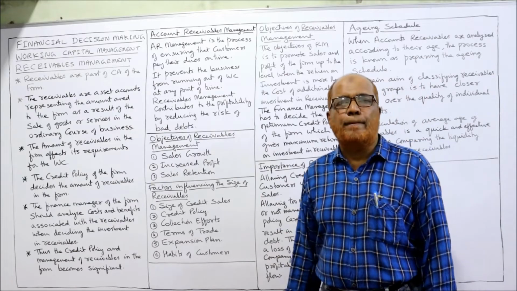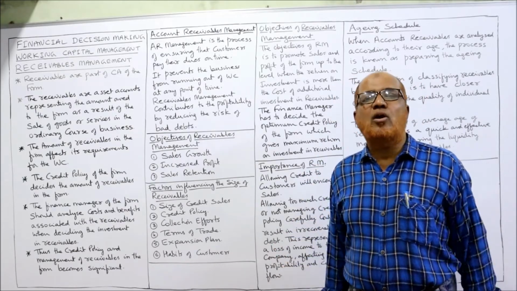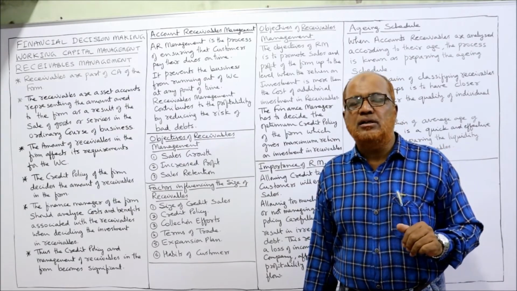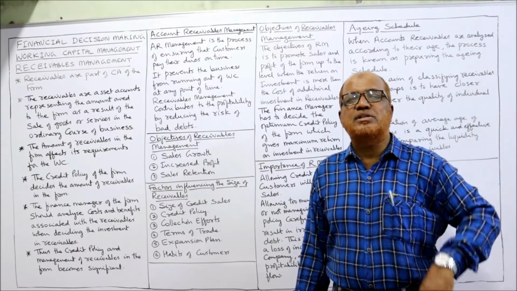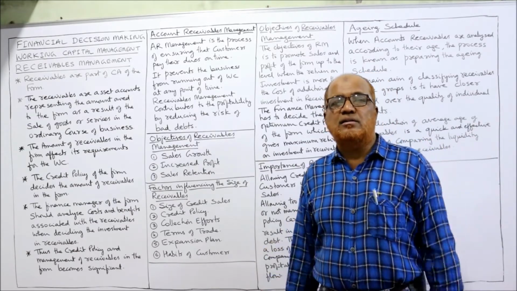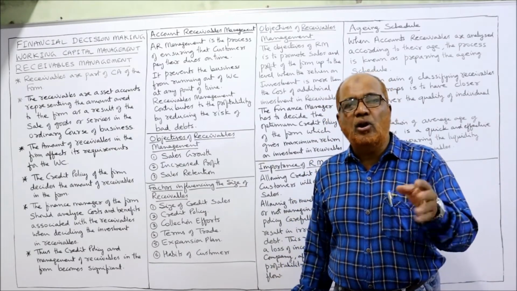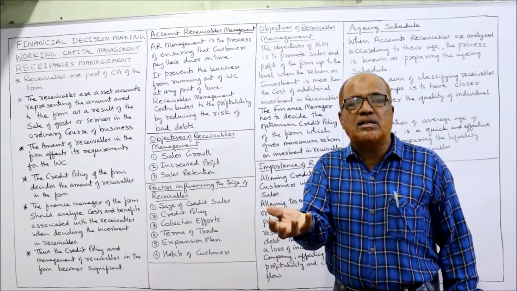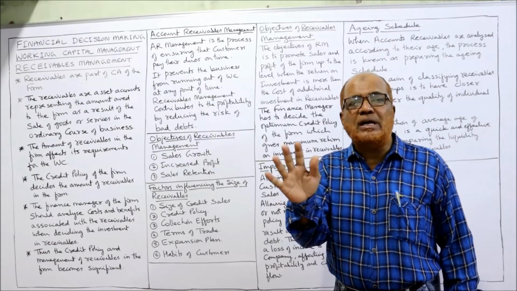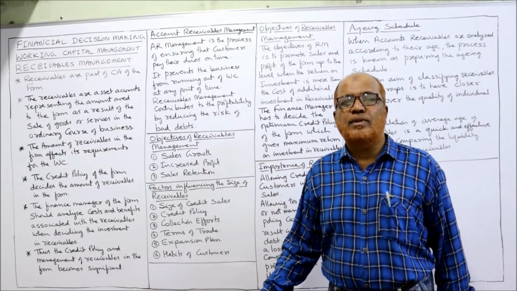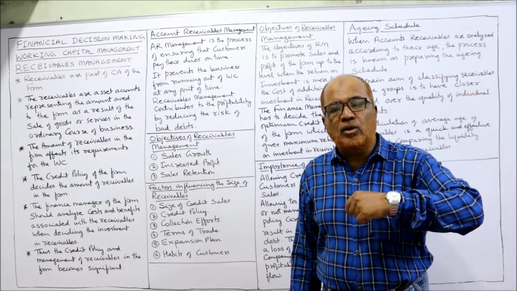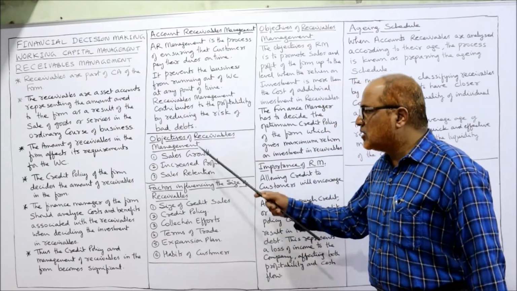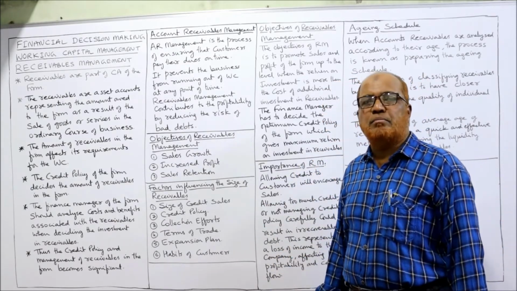Thirdly, sales retention. That means today's market is a very competitive market. If our business does not sell the goods on credit, the customers will go to competitors' business. They are offering credit. In that case, our sales will be lost. Our customers will be lost. So we have to retain the sales. We have to retain the customers. How to retain the customers? Don't allow the customers to go to competitors. When competitors are allowing the credit period, we too must allow the credit period. In this way, the sales can be retained. These are the objectives of receivables management.